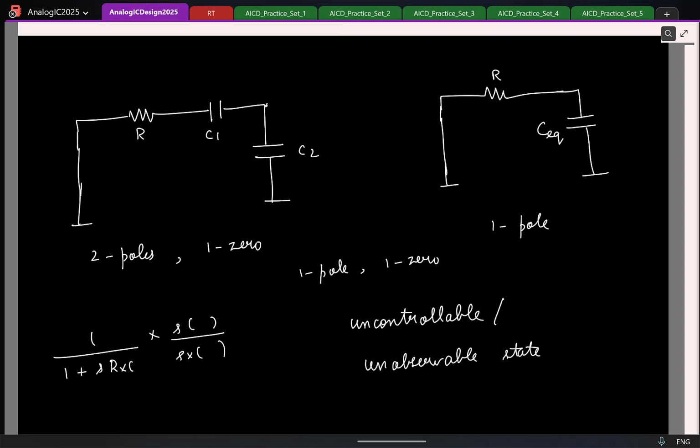Okay, any questions so far? Okay, so let's move on. Let's look at the poles and zeros in our circuits.